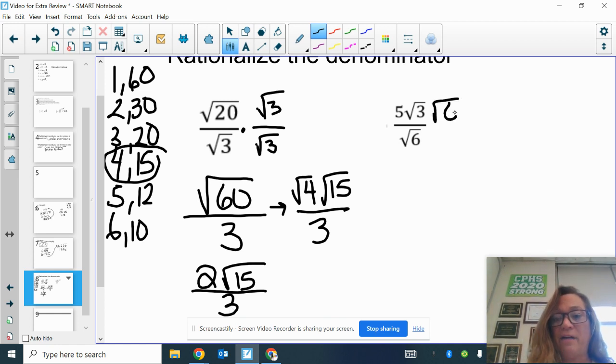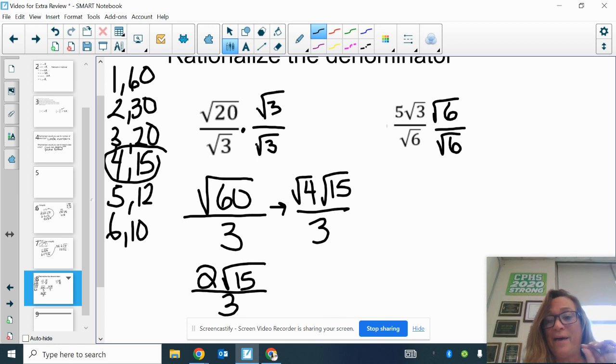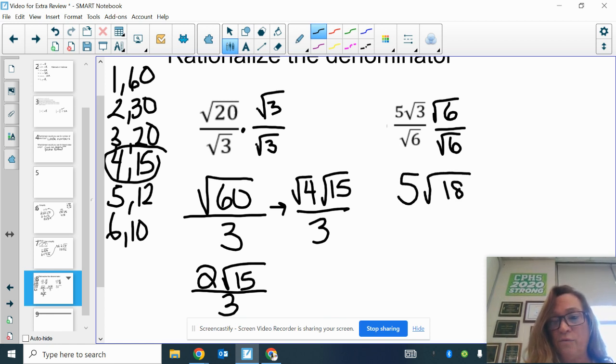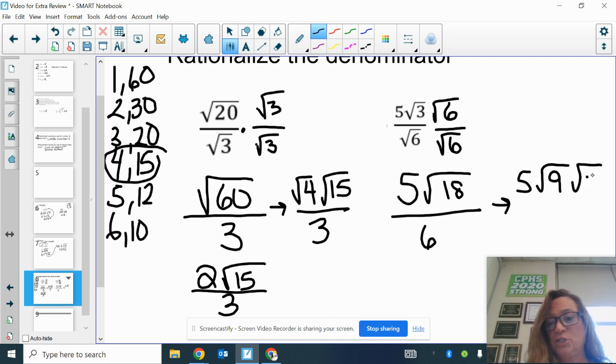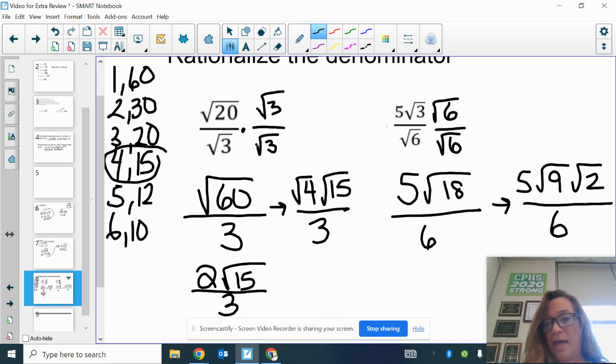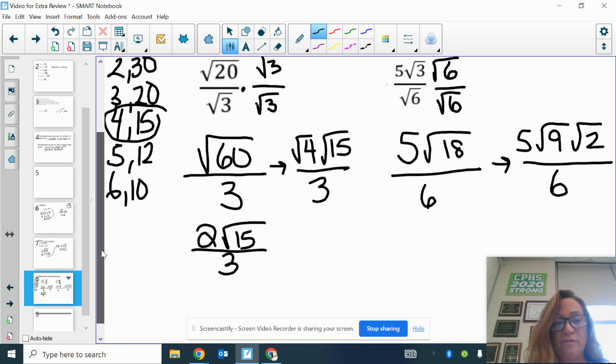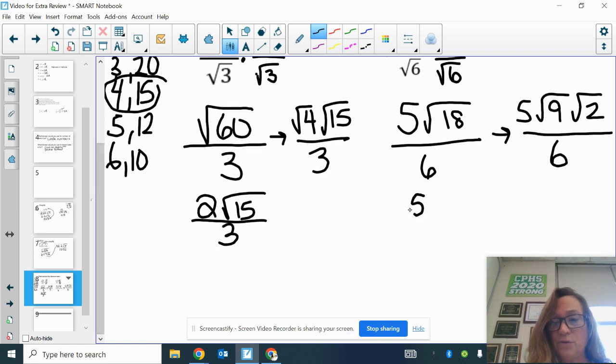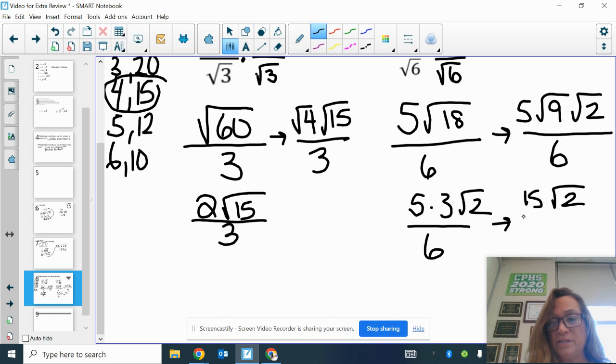Okay, so I'm going to multiply by radical 6 over radical 6 because remember, it's about the denominator. So whatever is in the denominator is what I use. That gives me 5 radical 18 over the number 6. And I'm going to try to reduce the 18. So the 18 would reduce to a 9 and a 2. 9 times 2 is 18. 9 is a perfect square. The square root of 9 is the whole number 3. So that's 5 times 3 radical 2 over 6, which gives me 15 radical 2 over 6.